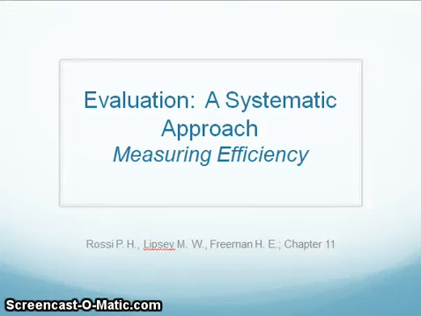Hi, this presentation is a summary of Chapter 11 from Evaluation: A Systematic Approach by Rossi, Lipsey and Freeman, and the title of this chapter is Measuring Efficiency.